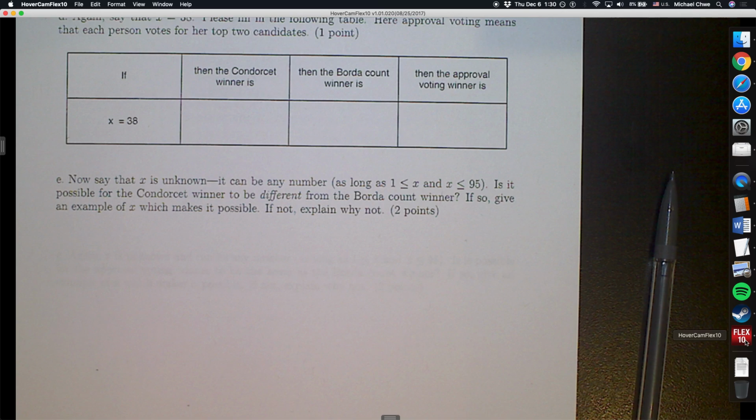So give an example of an X that makes it possible. This would be sufficient for 4 points. I didn't ask for all X's that make it possible, but this would be sufficient. Does that make sense? So you can solve this just by guessing and checking. Okay. All right, any questions?